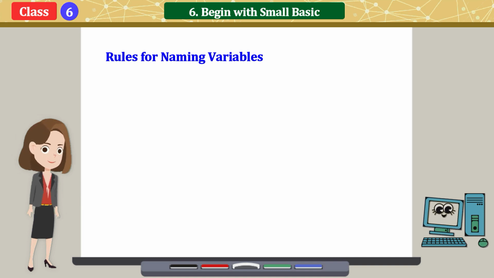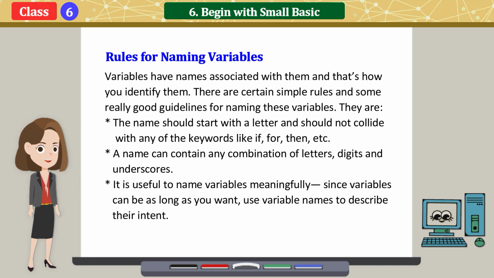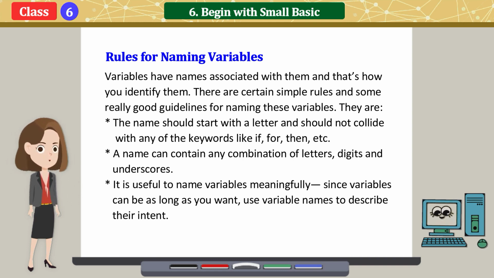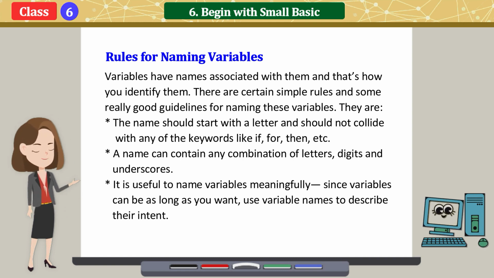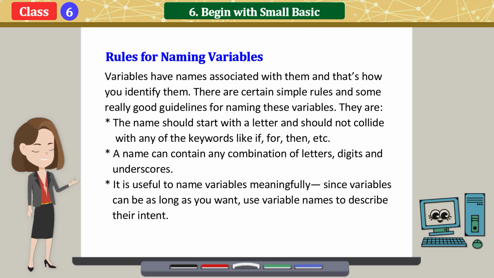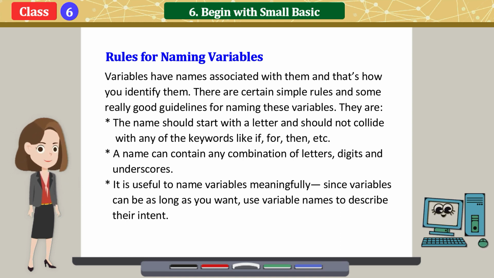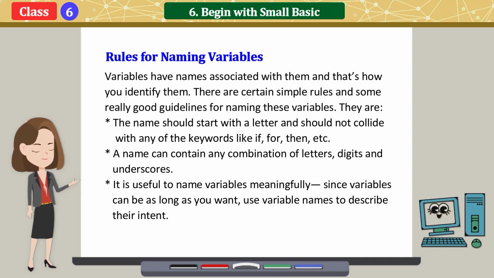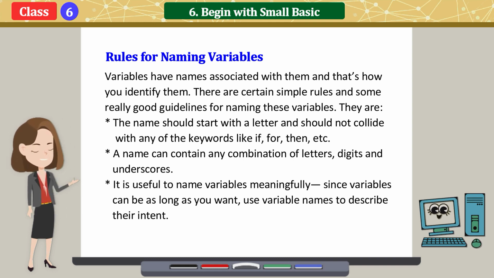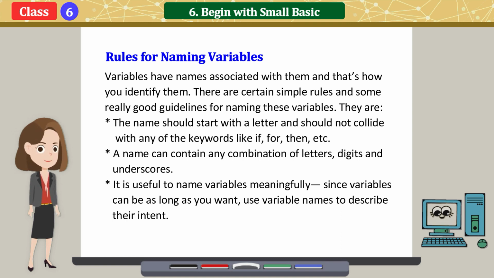Rules for naming variables. Variables have names associated with them, and that's how you identify them. There are certain simple rules and some really good guidelines for naming these variables. They are: the name should start with a letter and should not collide with any of the keywords like if, for, then, etc. A name can contain any combination of letters, digits and underscores. It is useful to name variables meaningfully. Since variables can be as long as you want, use variable names to describe their intent.